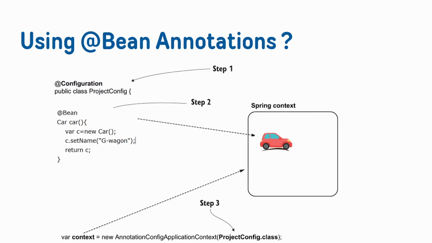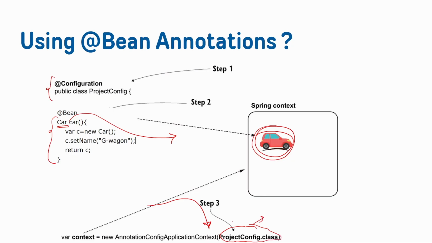So basically this is step 1: we have created the configuration class. In step 2 we have added one method that returns the object instance that we want to add to our Spring context. And in step 3 we make our Spring aware of the configuration class, like how to create the object instance.